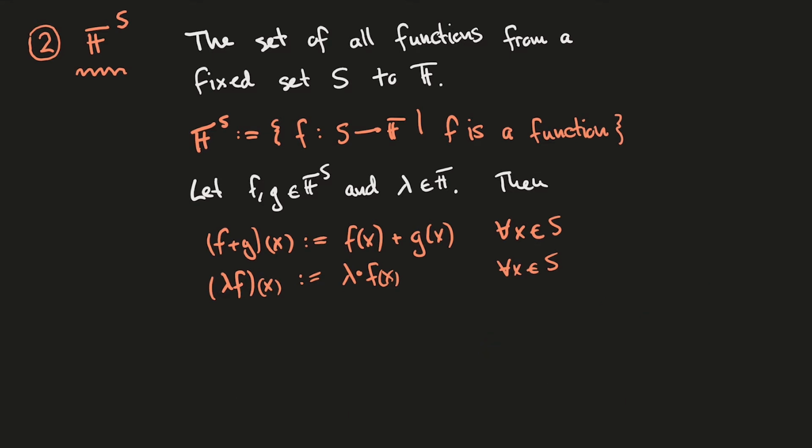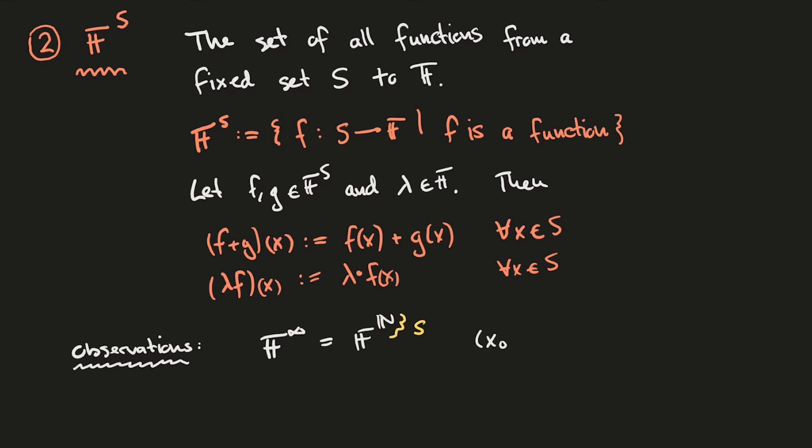Finally, we can make the following observations. We saw before that we can think of the underlying set of F^infinity as the set of all functions from the natural numbers to F. And so now we see that this is just a special case of F^S, where we set S to be the natural numbers N. In fact, the addition and scalar multiplication defined above reduce to those that we defined for F^infinity in this special case.